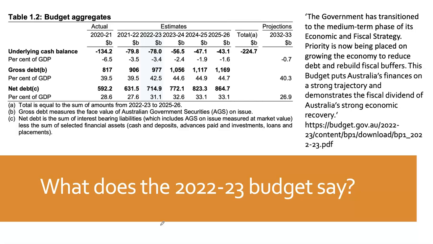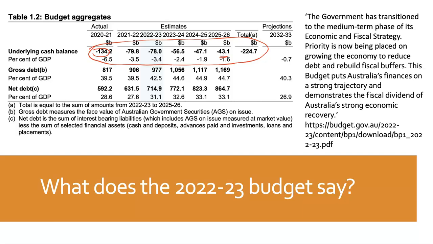So what does the 2022-2023 budget say? We're going to continue to have deficits, and we've talked about them in previous videos. The underlying cash balance here says that in the budgets up to 2025 and 2026, we're going to have about $224 billion aggregate amount of budget deficits. Now, they are going to progressively get smaller. You can see the smallest deficit is $43.1 billion, and that's in 2025. And $134 billion was the actual deficit in 2020. So it's getting smaller, and it's getting smaller as a percentage of GDP.